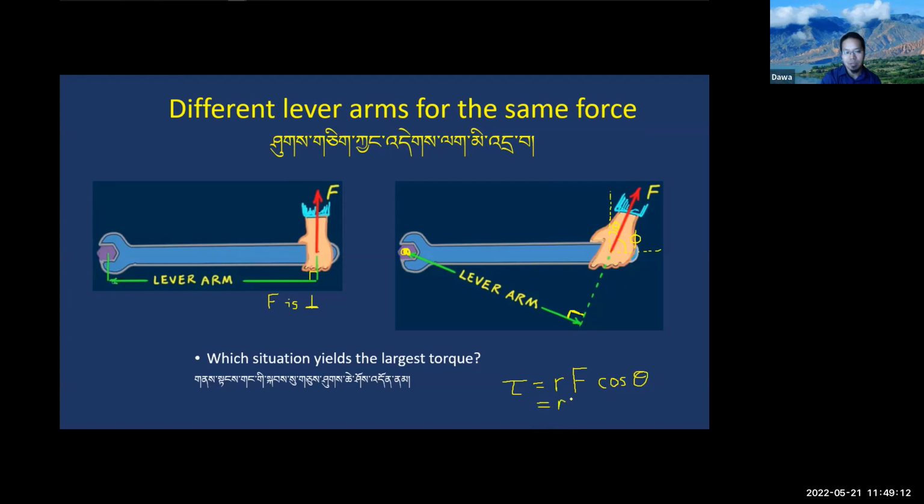And if you work with phi instead of theta, then the equation is slightly different in that it's RF, the sine of phi.